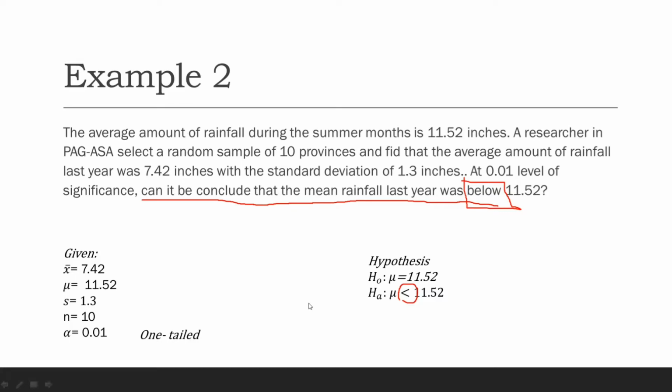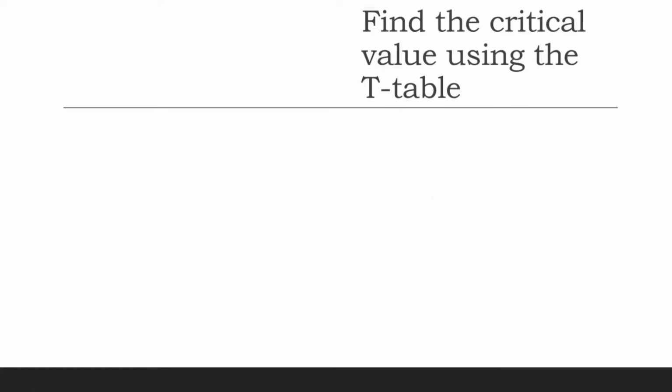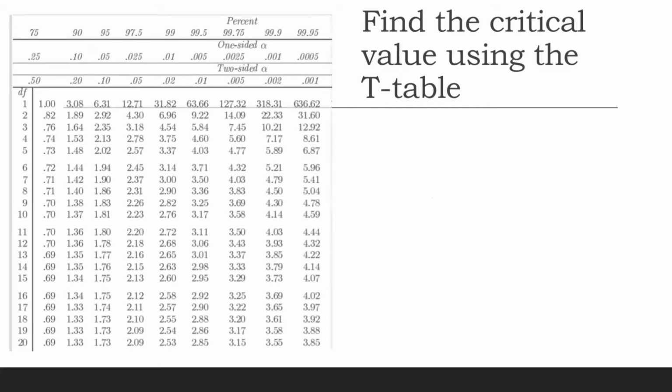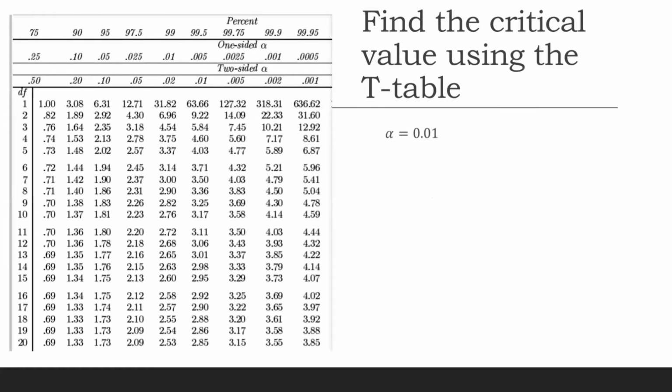Then, after that is we need to identify which test statistic we are going to use. So, since n is less than 30, dahil 10 lang yung n natin, then we will use the t-test. And we will use also the t-distribution table. So, now we are going to find the critical value using the t-table. So, this is the t-table. And the alpha is 0.01. So, since this is one-sided or one-tail, so one-tail tayo titingin. So, this is the one-tail. And then, yung 0.01 natin ay ito po.